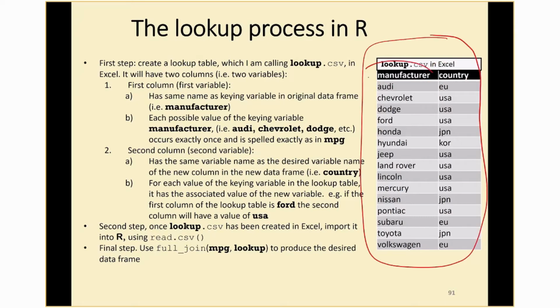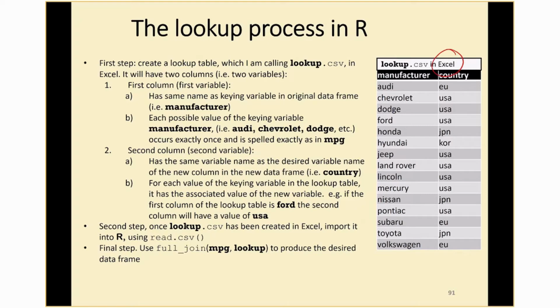The word here has to match up exactly with the equivalent word in MPG. I need all 15 manufacturers. They can only occur once and only once. As I mentioned before, here they're shown in alphabetical order, but that's not necessary. Then I'm going to have this second column, and whatever variable name I give it here will be the variable name of the 12th variable in the new data frame that I'm about to build.